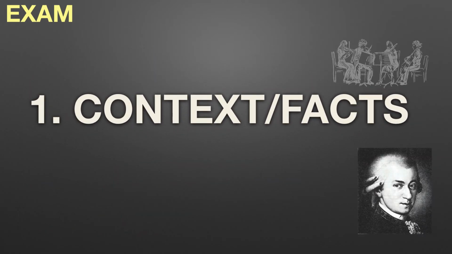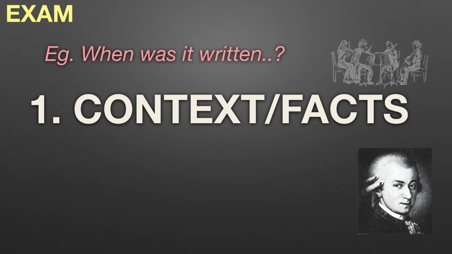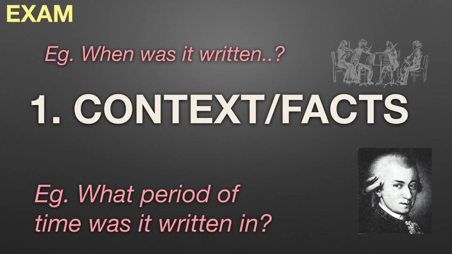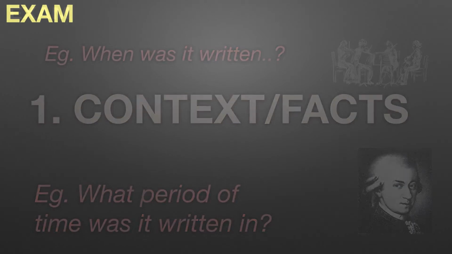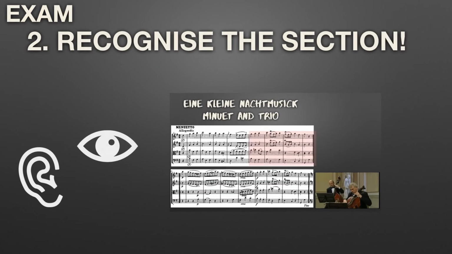Okay, let's have a look at the kinds of facts you need to know. Well, it's written by Mozart, it's a string quartet. You might need to know when it was written, you might need to know what period of time it was written in. And you need to recognize this section. This is huge. You need to be able to hear it. You need to be able to recognize it on sight.